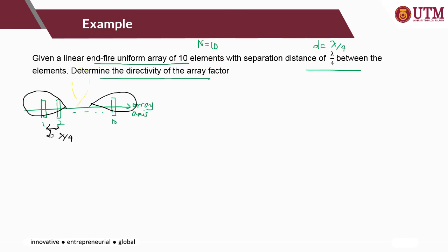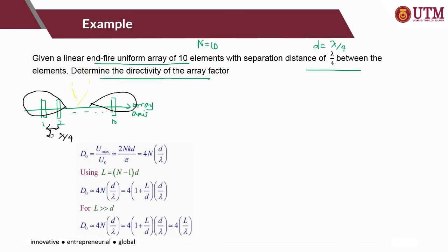Alright, to determine the end-fire uniform array directivity, you need to refer to the correct end-fire equation, and it also depends on d. When d is less than lambda, you may determine the directivity by using this equation. Otherwise, you need to use this equation for larger structures. In this case, d is given as lambda over 4, which is less than lambda. Therefore, you can straight away use this equation.